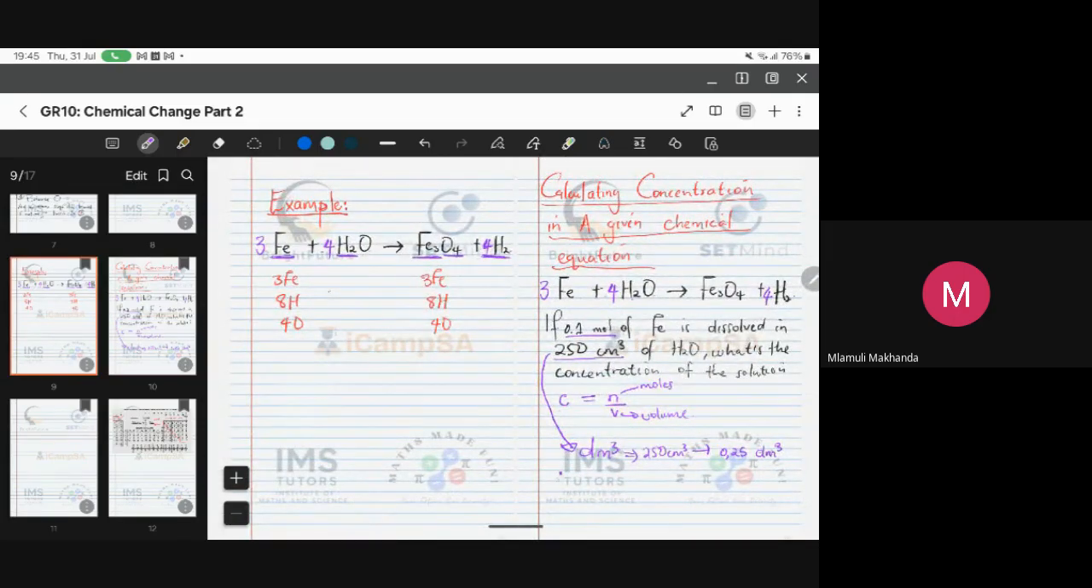So then, therefore, C is equal to 0.1, which is our number of moles. Remember, we're just substituting in this formula, over 0.25. That should give you your answer. The answer is 0.4 moles per cubic decimeter.